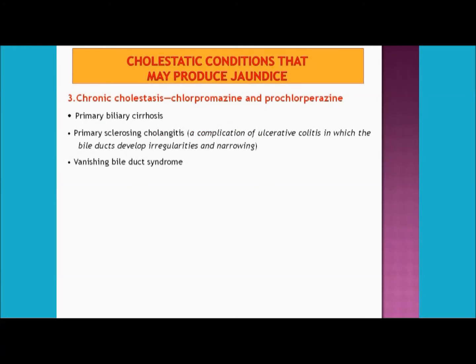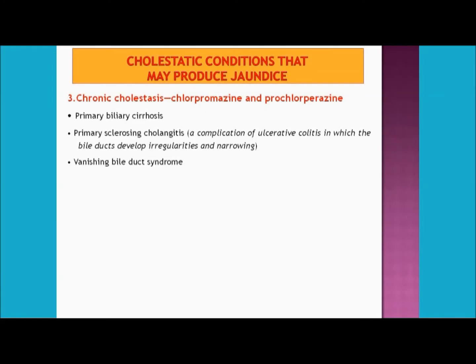The next one is chronic cholestasis. Chlorpromazine and prochlorpromazine generally cause chronic cholestasis. So what actually happens there? Primary biliary cirrhosis takes place with drugs like chlorpromazine and prochlorpromazine if given to any person. Moreover, primary sclerosing cholangitis. So what is primary sclerosing cholangitis? It is a complication of ulcerative colitis, in which the bile duct develops irregularities and narrowing, leading to less bile flow out of the liver.